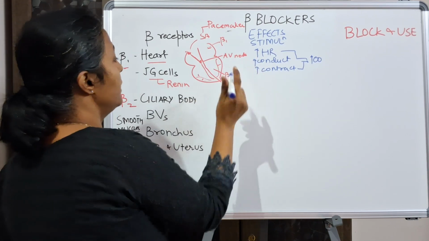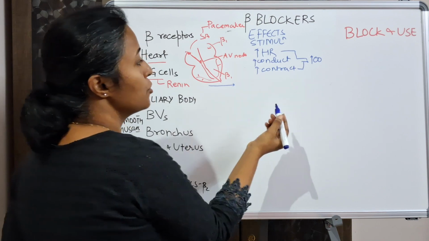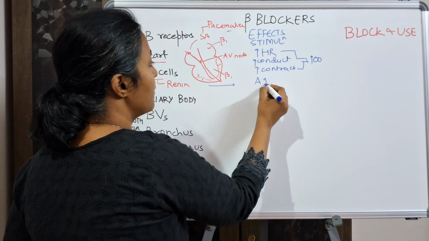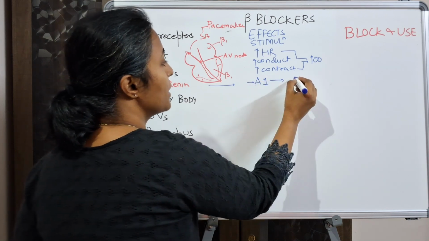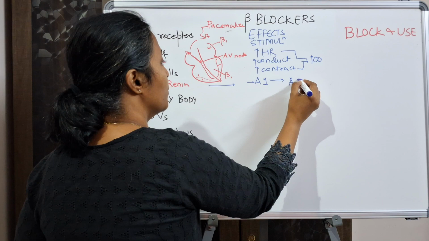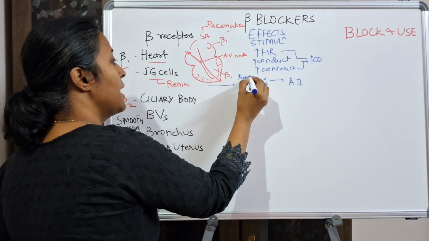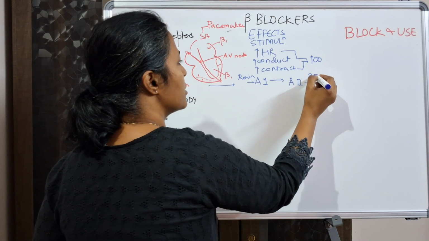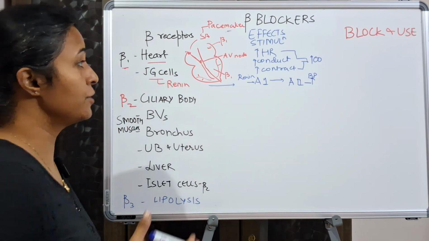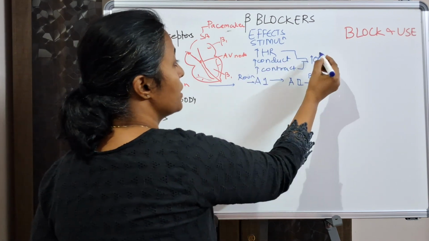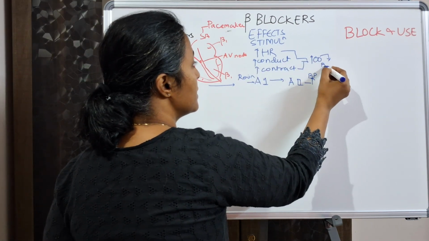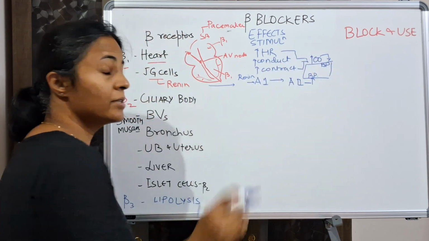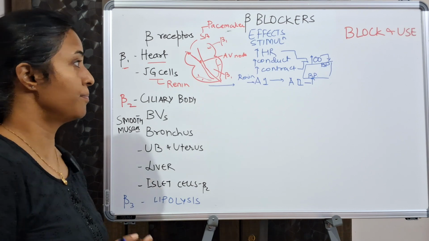Then there is an increase in renin secretion, which converts angiotensinogen to angiotensin 1, and finally angiotensin 1 is converted to angiotensin 2. So here renin is acting, and angiotensin 2 ultimately increases the blood pressure: it causes vasoconstriction and fluid retention. The increase in cardiac output also increases the blood pressure, and angiotensin 2 also increases the blood pressure. So the end result is an increase in blood pressure.